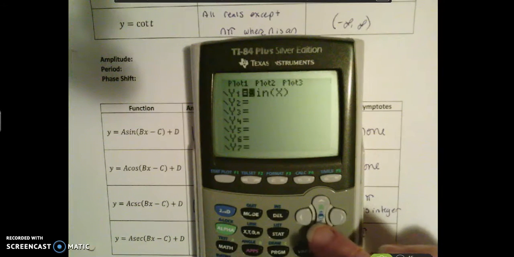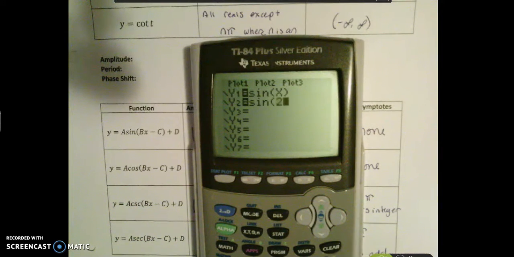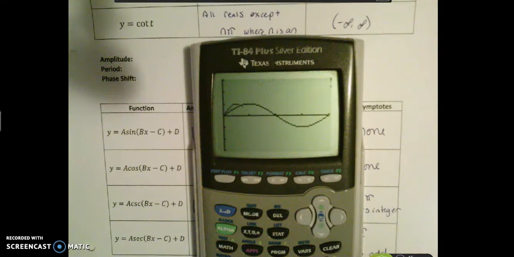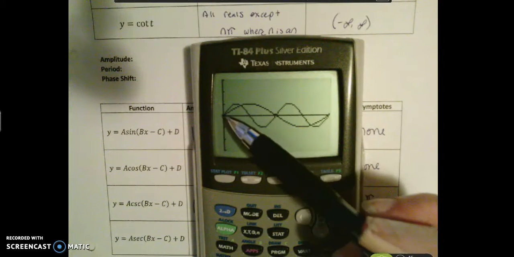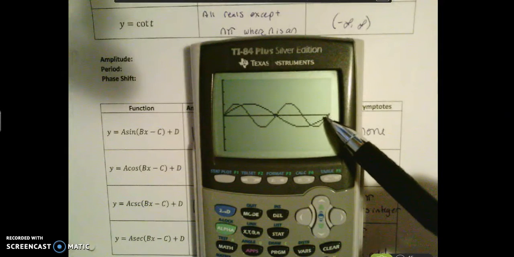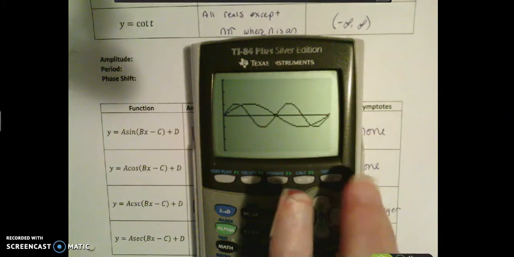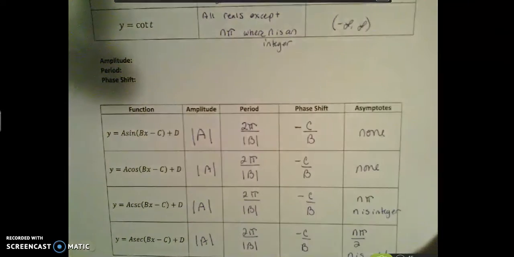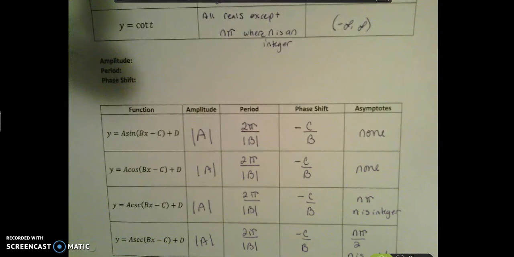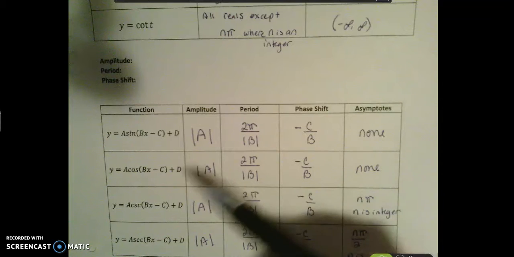So if I put a 2 in front of that, if I make it sine of 2x instead of just sine of x, notice that I now have a complete sine curve right here, and I have another complete sine curve. So I basically have taken that sine curve and compacted it, and I've created more periods in one length of time. So what we're going to talk about is how to adjust the periods of these functions.